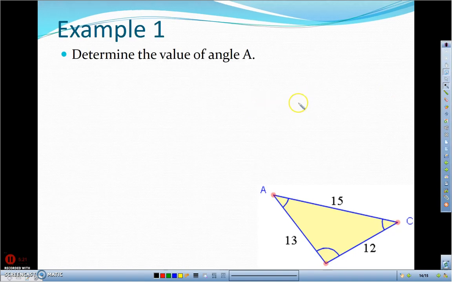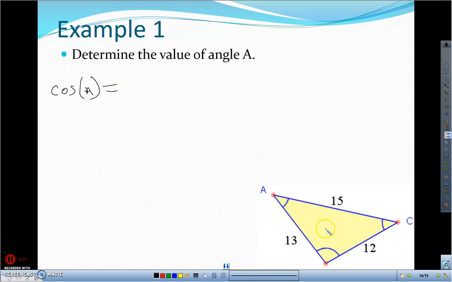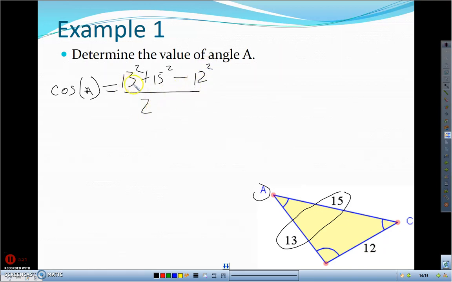So here we have to determine the value of angle A. So I'm going to start with cosine of A is equal to the sum of the squares of the other two sides. So I'm looking for this one. I'm going to circle the sides that are next to it. So it's going to be 13 squared plus 15 squared minus the one that's across from it. There is only one other number, 12 squared, divided by 2 times these numbers here transferred down, 13 and 15, repeat. Really, it's easiest to remember because this is the only one that's across from angle A.